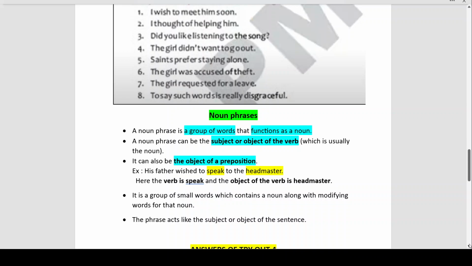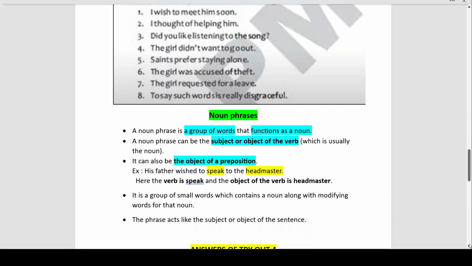That a noun phrase can be the subject or object of the verb. I wish to meet him soon. Now, which is the verb here? Wish. So, a noun phrase has to be the subject or object of the verb. So, wish, what am I wishing? To meet him soon. So, to meet him soon will become your noun phrase, which is containing the subject him.